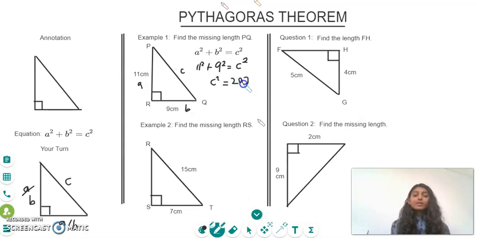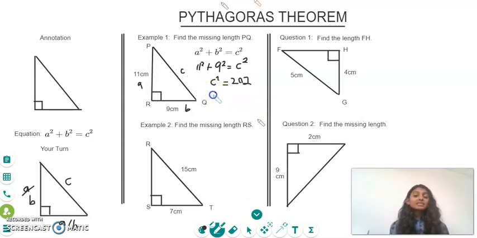Now if you look at this question, you can see that PQ only represents C, not C squared. The reason why we use C squared, so A squared plus B squared equals C squared, is because that is the only equation where you can find the particular length C. So PQ does not stand for C squared, it only stands for C.